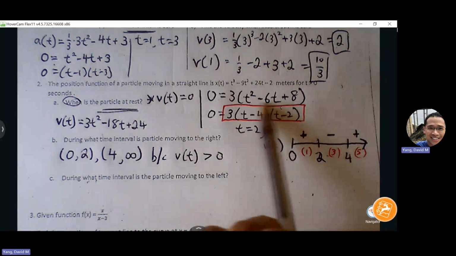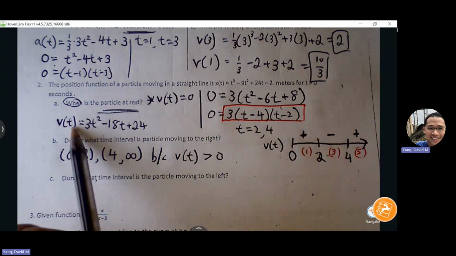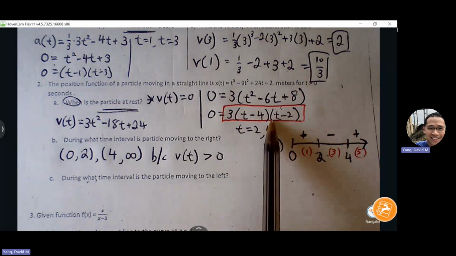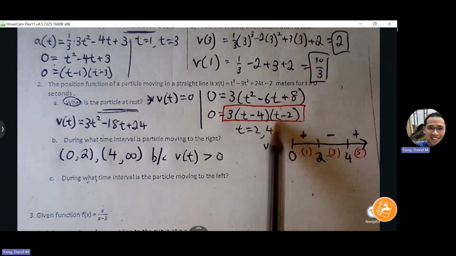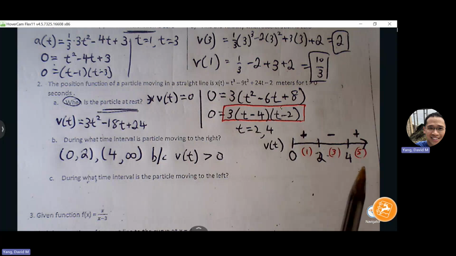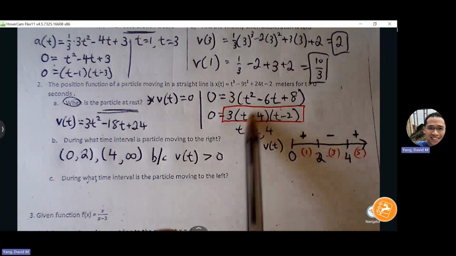Well, we found all the candidates here. If there were more candidates, then when we set velocity equal to 0, we'd be able to find more t-values. But since there are no more t-values, that means there's only 2 places during this entire trip that this particle is going to change direction. So if it did change direction, we'll have to find it here.